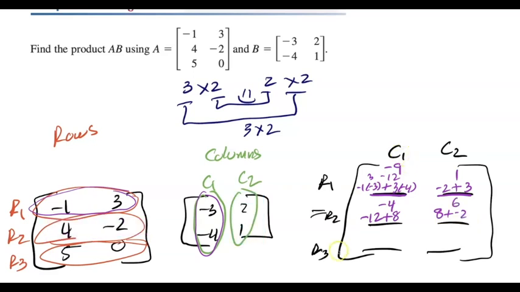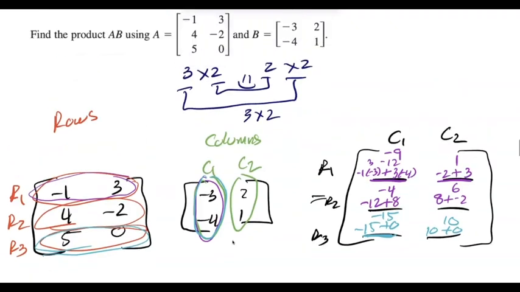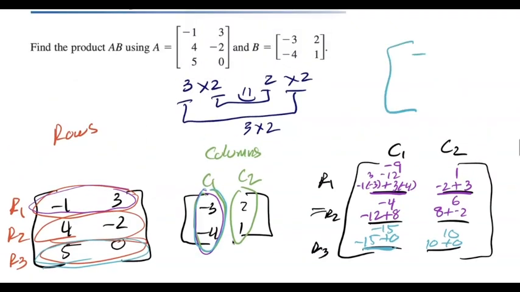And then likewise, column 1, row 3. Let's actually do that one. This one right here is row 3 times column 1, -15 plus 0, or just -15. And then column 2 times row 3. Row 3 times column 2 would be 10 plus 0, which is 10. And then that is our answer. Let's rewrite it. -9, 1, -4, 6, -15, and 10.